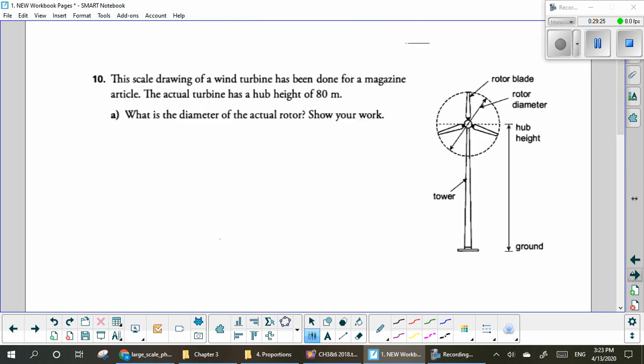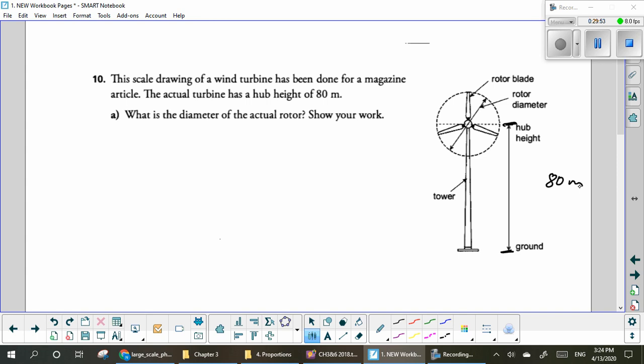Moving on to the next question, we have some kind of windmill. Yeah, a wind turbine. It says this scale drawing of a wind turbine has been done for a magazine article. The actual turbine has a hub height, from here to the ground, of 80 meters. What is the diameter of the actual rotor?